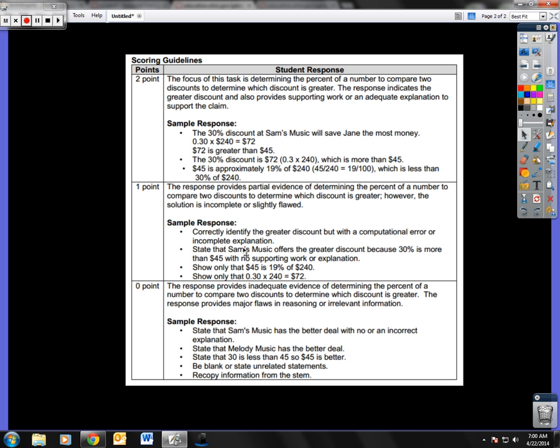All right, and then we have what a 1-point response would get, and here's what a 0. Again, guys, the goal right here is a 2-point response. That's what we want. With a 2-point response, you get 100% of the points. With 1 point, you're getting 50% of the points.